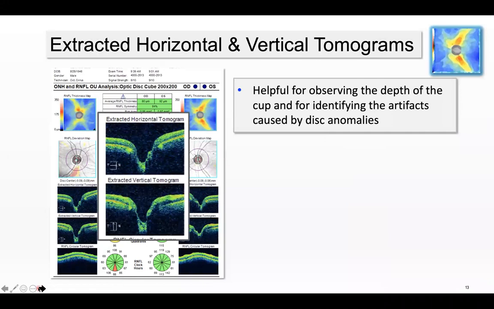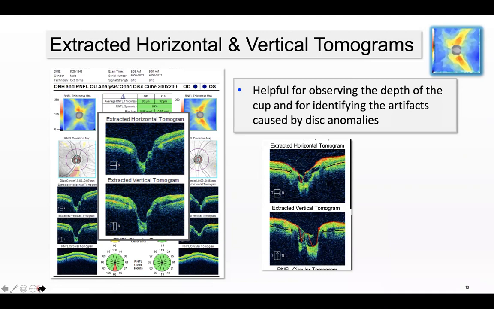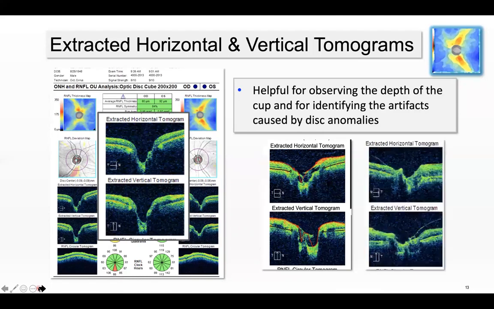Second, check the RNFL and deviation maps for the extracted horizontal and vertical tomograms. Horizontal and vertical tomograms are helpful for observing the depth and topography of the cup, and for identifying artifacts caused by disc anomalies. You see tissue remnants preventing correct optic nerve head topography, or vitreous tractions that can cause green disease artifacts.